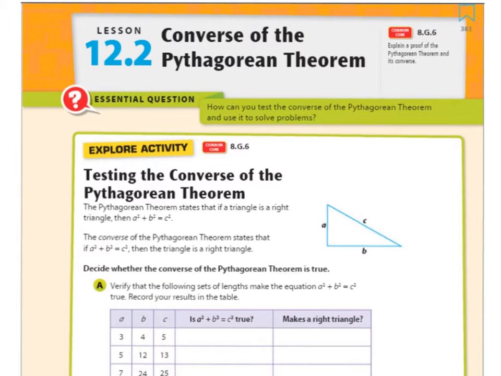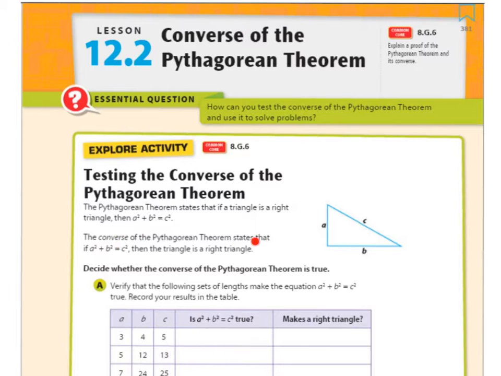Remember, the Pythagorean theorem is a squared plus b squared equals c squared. So when we use it to test the converse, we're going to remember that the Pythagorean theorem states that if a triangle is a right triangle, that's important, then a squared plus b squared equals c squared. Well, a squared is one leg squared, b squared is the length of another leg squared, and c squared is the hypotenuse squared. Okay? And this works for right triangles only.